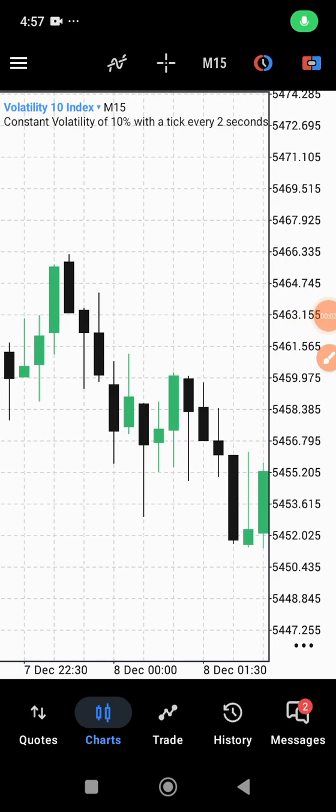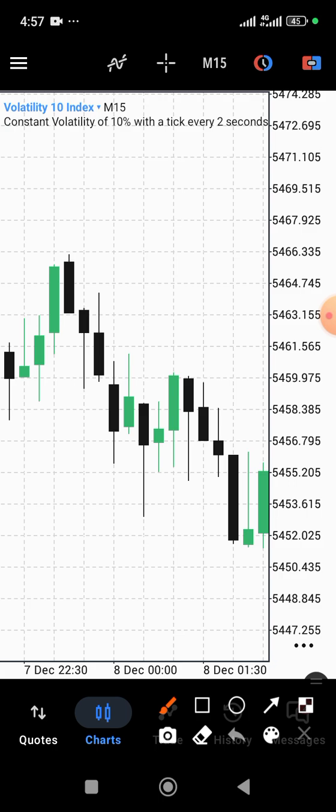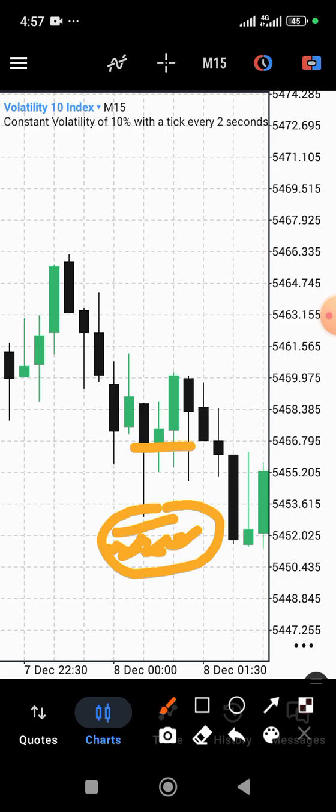Liquidity. Imagine a lot of traders opened a buy position right here. Where would they have put their stop losses? Below this low. They would have put their stop losses below this low. And because there are a lot of stop losses below this low, there is liquidity here for the market to use to make a move. The market needs liquidity to make moves.